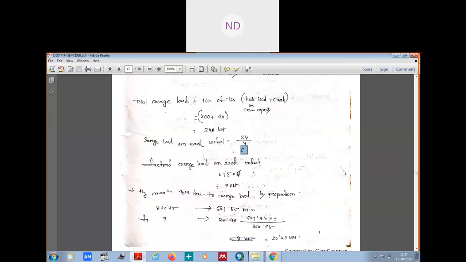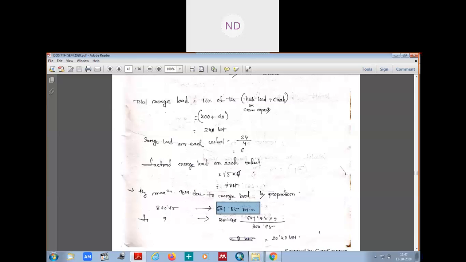Now the factored surge load will be how much? 1.5 into 6, we know. So the maximum bending moment due to the surge load, now that we know the surge load falling on each wheel, will be by proportion how much? For the maximum wheel load which we had calculated, 300.75, we got our maximum bending moment to be 681.85, right?